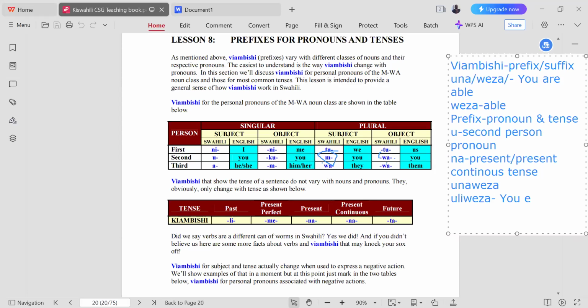That does not sound past at all. Uliweza. For example, you'll say ulikuja. So you came. Ulilala. You slept. Ulikula. You ate. That sounds like present. No. Now, that is the past tense, the word li.